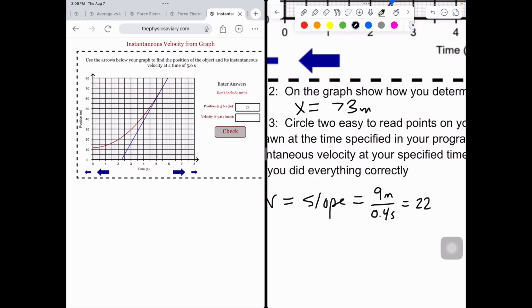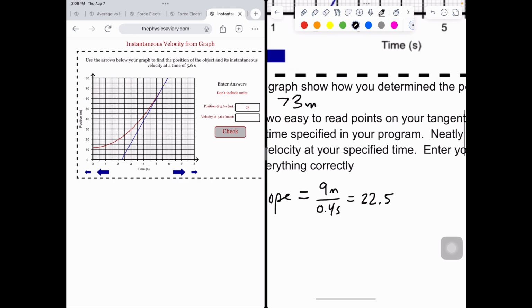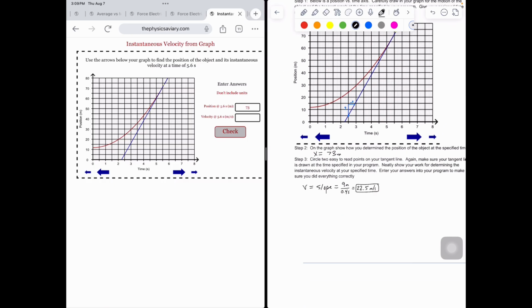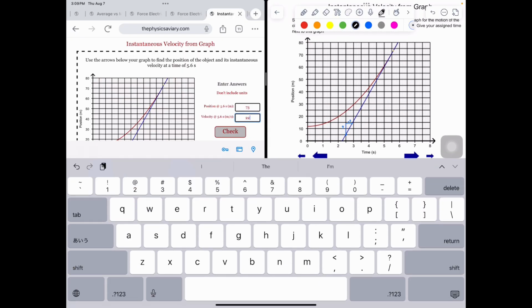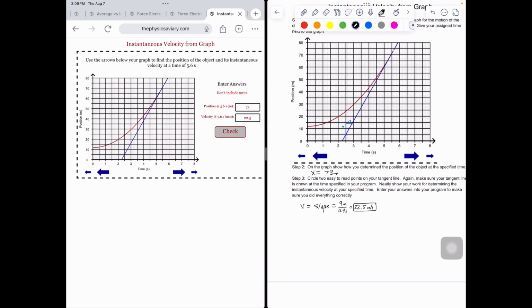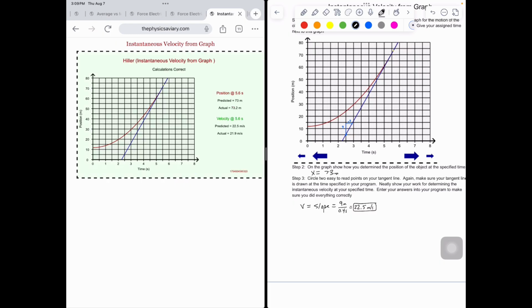And we get 22.5 meters per second at that particular point for my graph. Make sure you find the slope of the tangent line at your given time for your graph. So let's see how this worked. And there you go. Hopefully you're able to get this question right as well.